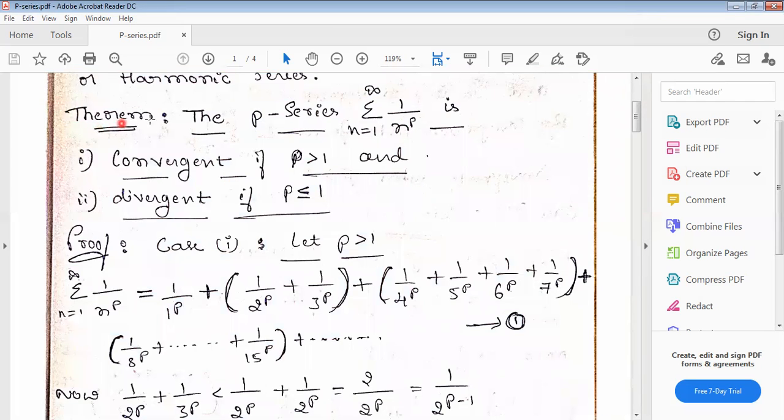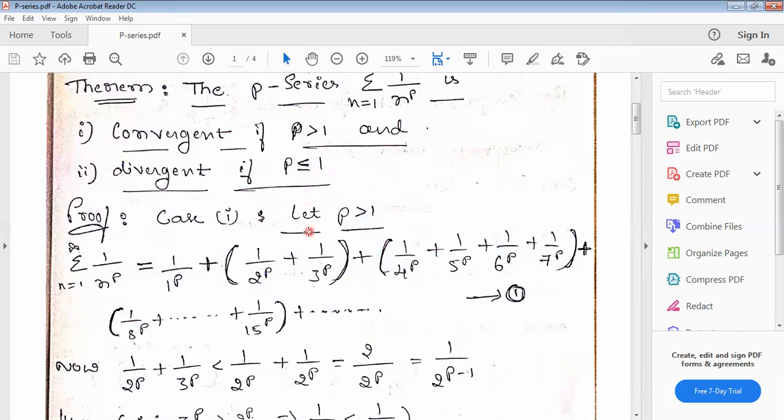See the theorem. The P series sigma 1 by n power p is convergent if p greater than 1 and divergent if p less than or equal to 1. That is, the P series converges if p greater than 1 and diverges if p less than or equal to 1. Let us see the proof.